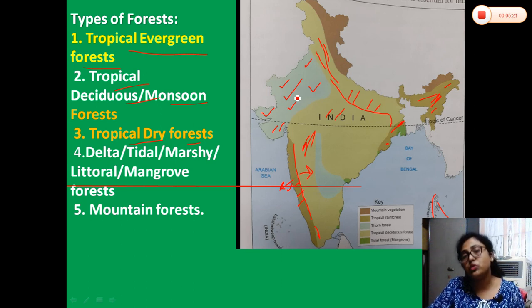Only thorny bushes type of vegetations are found, or you can say xerophytic vegetations are found. Delta or tidal or marshy or littoral or mangrove. Now delta forest, from the name only you can understand, in the delta regions mainly these are found. See, this one is the Mahanadi delta, so here it is found. Ganga delta, Sundarban forest, you all know, that is the mangrove forest.